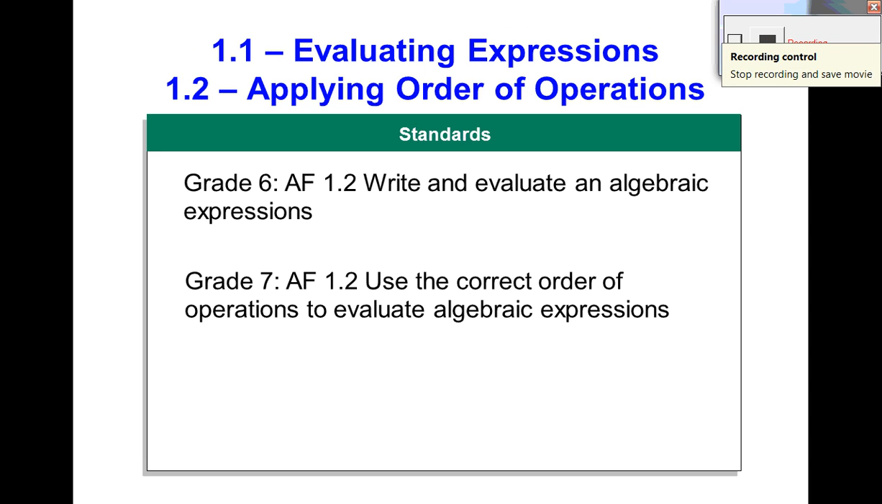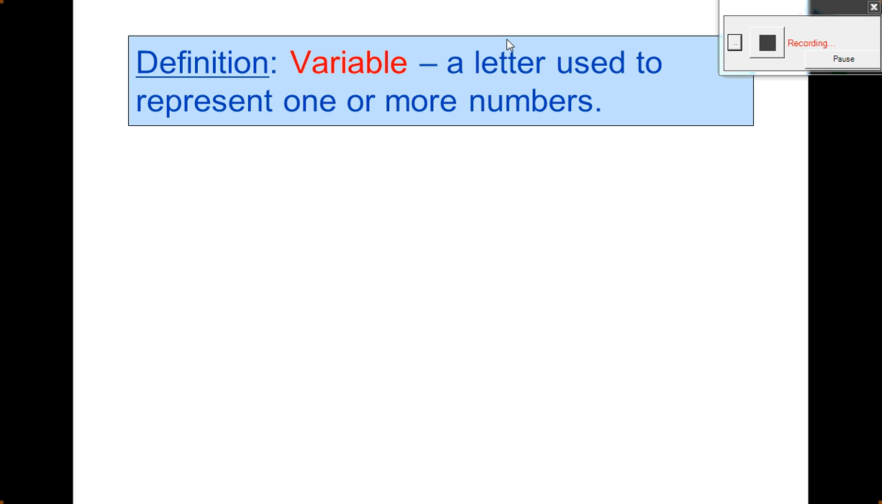This is Algebra 1, Section 1.1, Evaluating Expressions, and 1.2, Applying Order of Operations. So we have a couple of definitions to go over. One is a variable. That's a letter used to represent one or more numbers. That could be the letter X, could be letter Y. In mathematics, we use any one of those to represent a number.